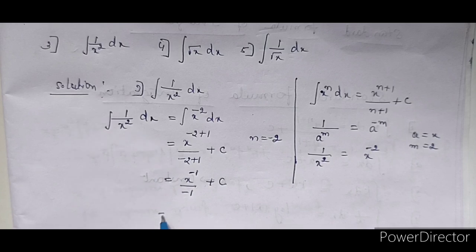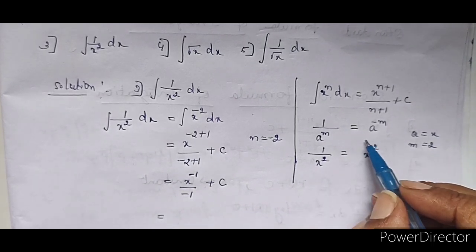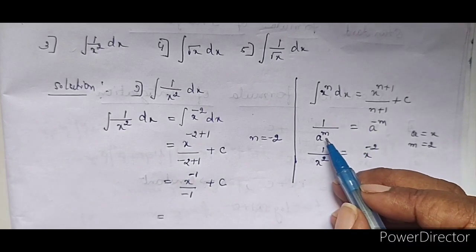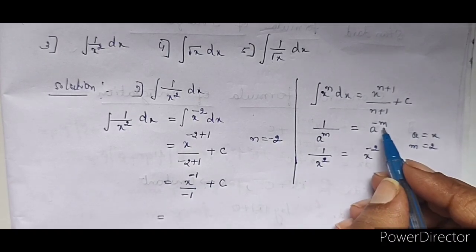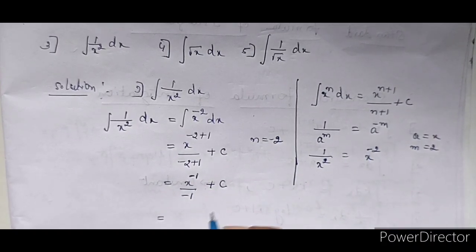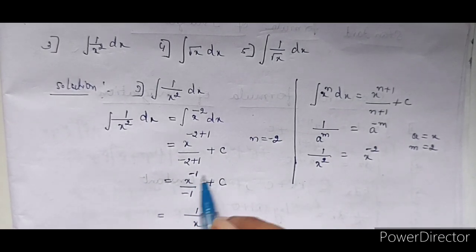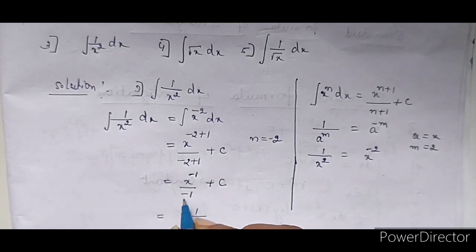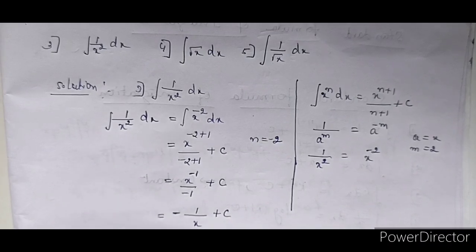Again, by this rule of exponent, a to the power of minus m is 1 divided by a to the power of m. Therefore, x to the power of minus 1 can be written as 1 divided by x to the power of m, where m is 1. So, x to the power of 1 is nothing but x. There is a minus sign here. So, it is minus 1 by x plus the constant of integration c.